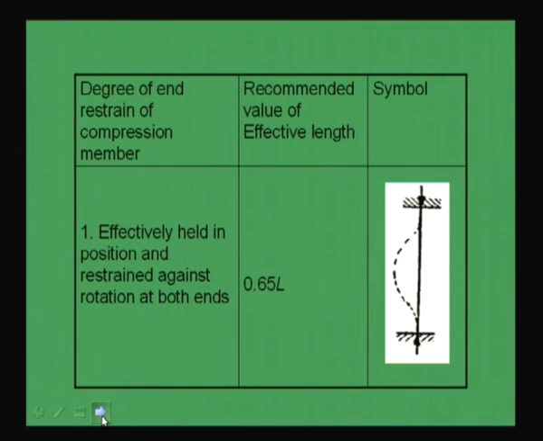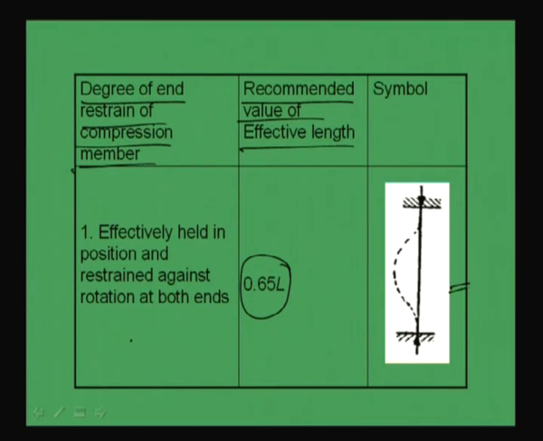First is the degree of end restraint of the compression member, meaning the end condition. Then the recommended value of effective length is given here, and the symbol from which we can easily identify what type of end conditions we are going to provide.